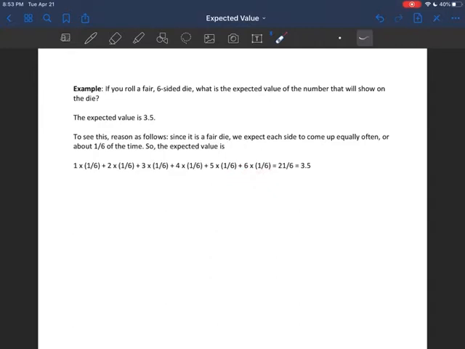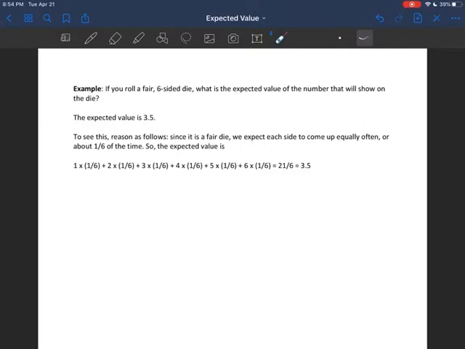So the expected value will be, well, we get a 1 1/6 of the time, a 2 1/6 of the time, a 3 1/6 of the time, a 4 1/6 of the time, a 5 1/6 of the time, and a 6 1/6 of the time. If you multiply those together, add them all up, you get 21/6, which is exactly 3.5.